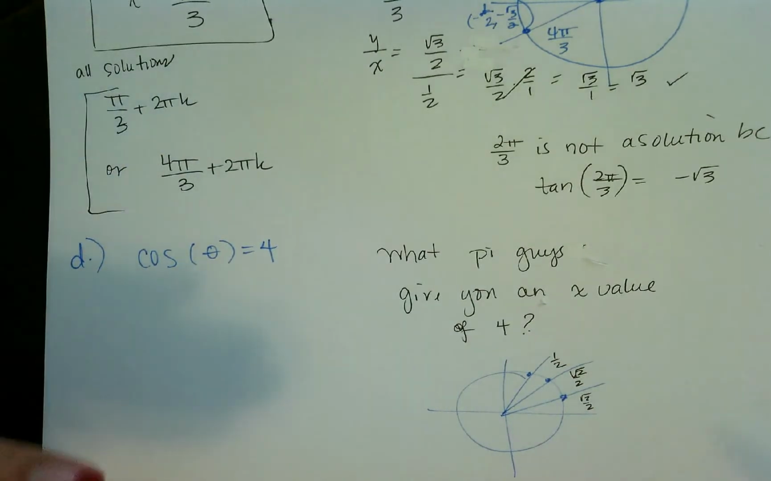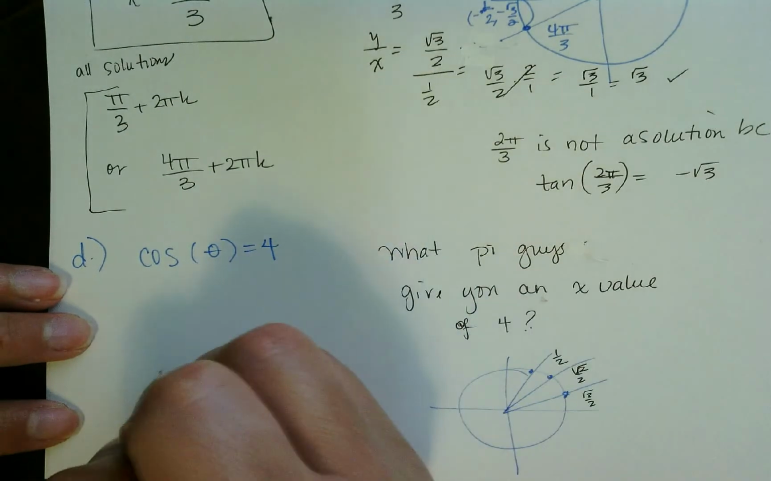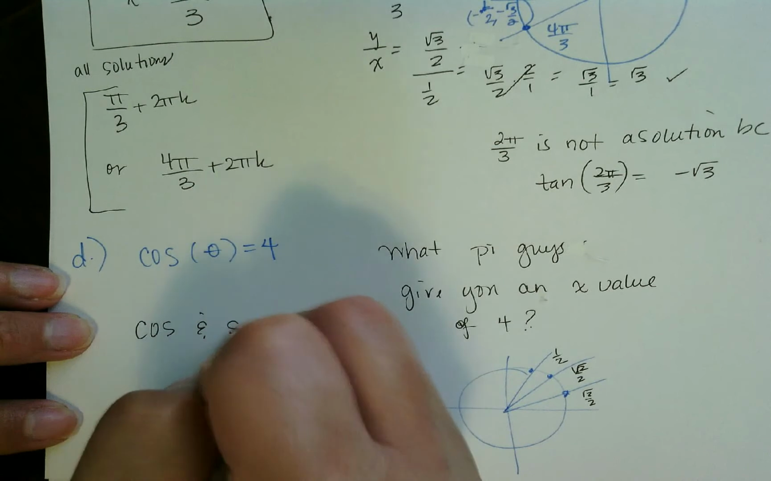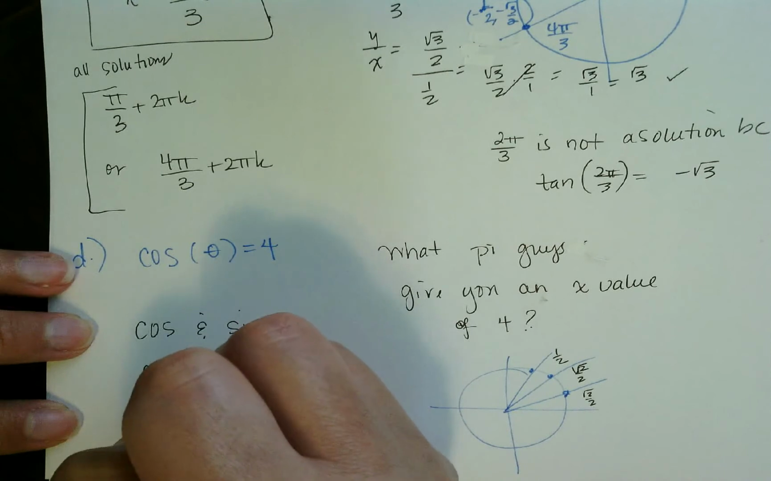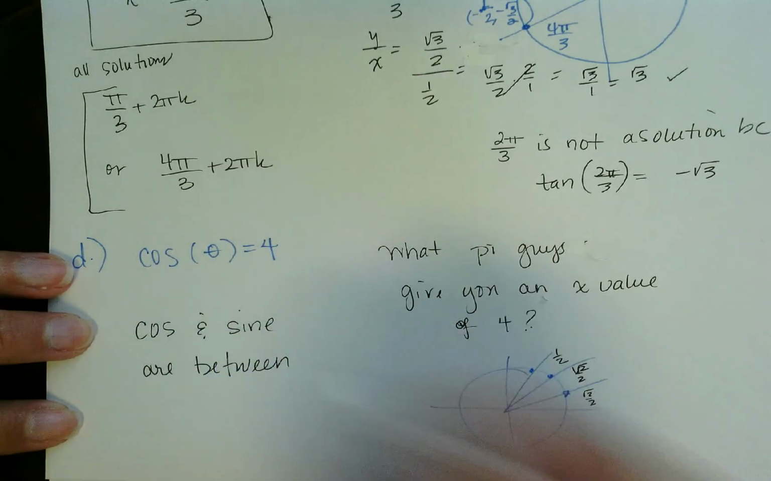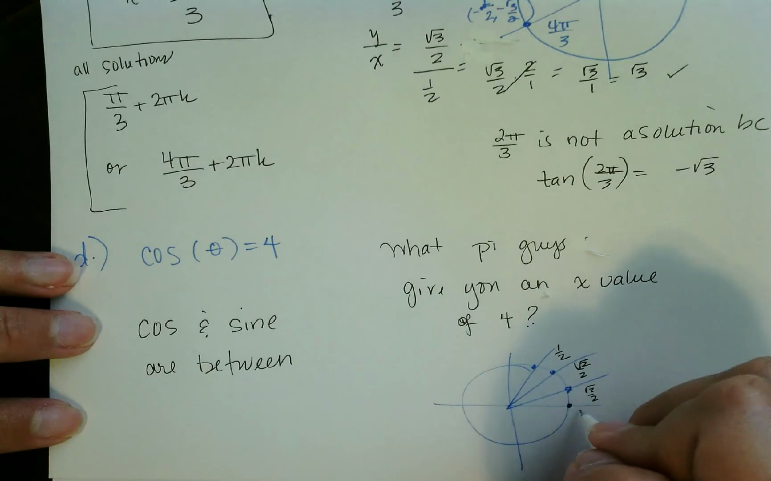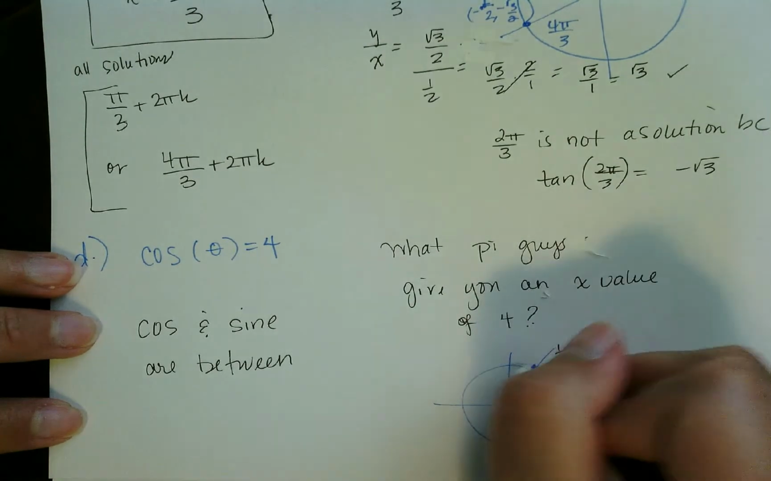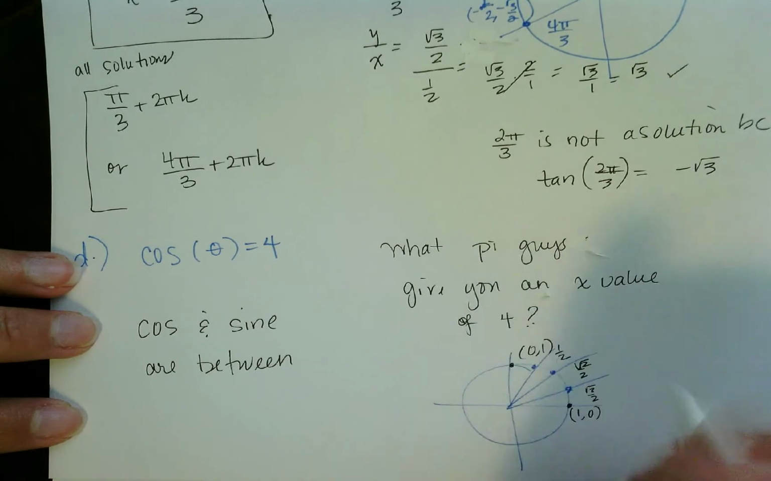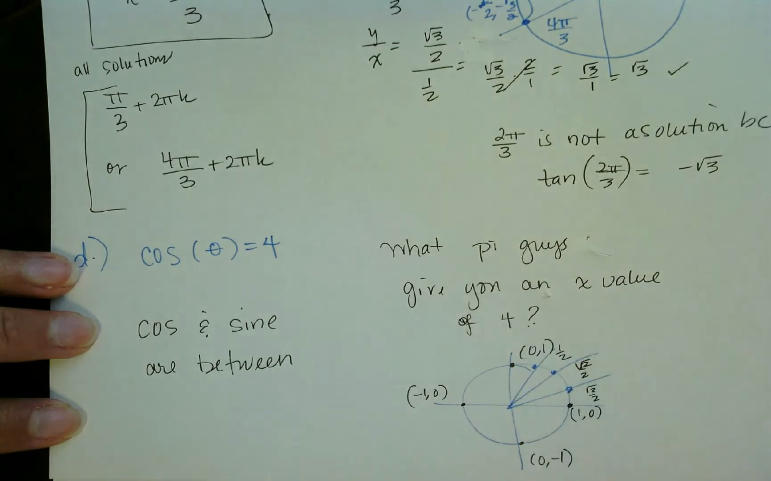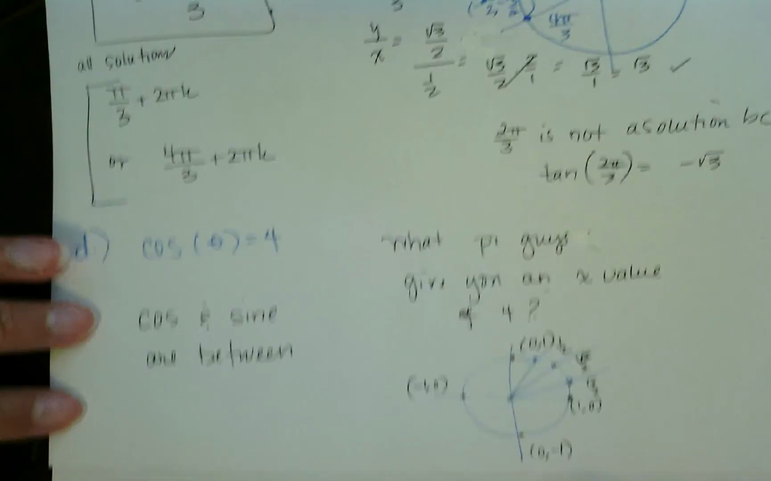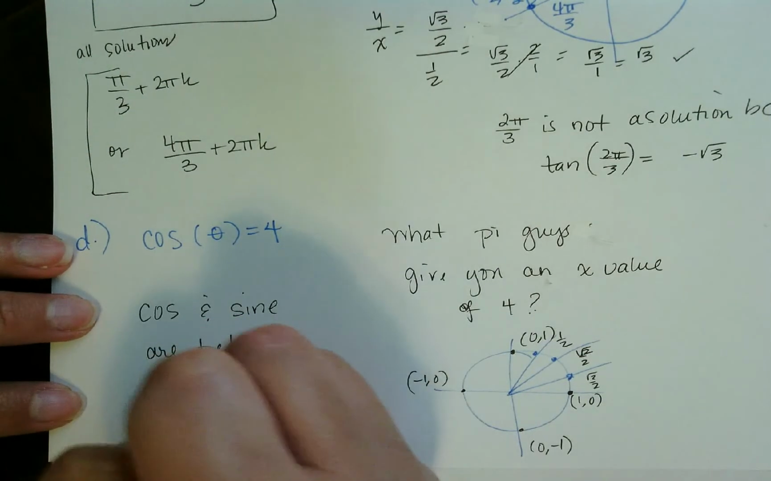Here's the deal. A long time ago, I told you cosine and sine are between, what's the biggest value? The biggest value is 1, for either of them. And the smallest value is -1 for either of them. That unit circle does not go beyond that. You can't get bigger than 1. You can't get bigger than -1. So sine and cosine are between -1 and 1. Okay? 4 is bigger than 1.